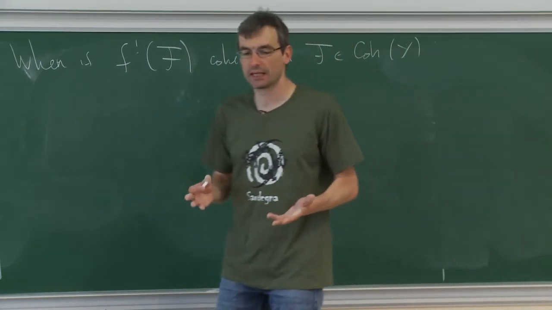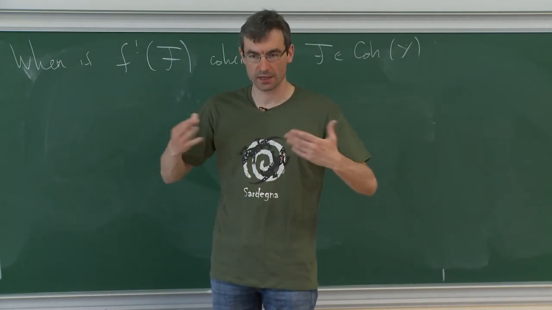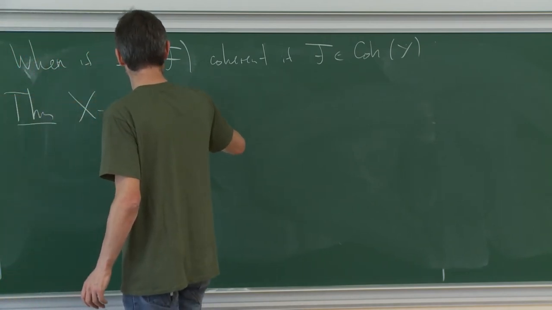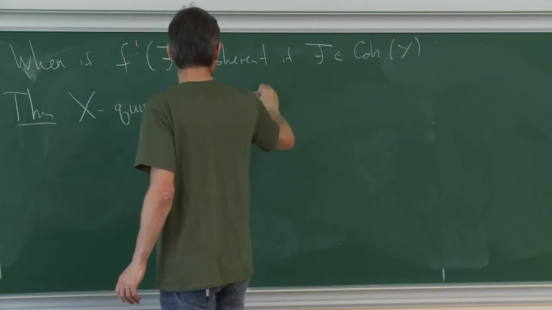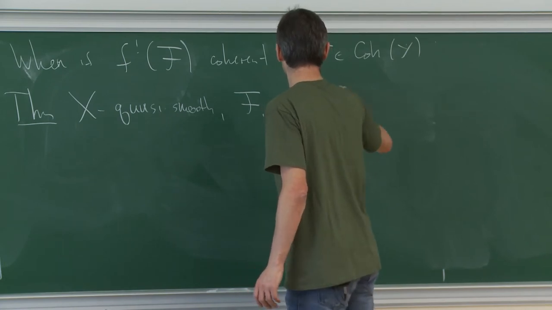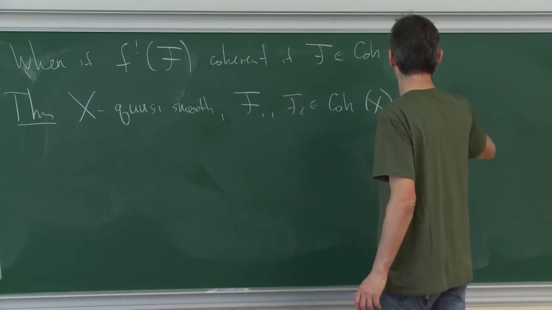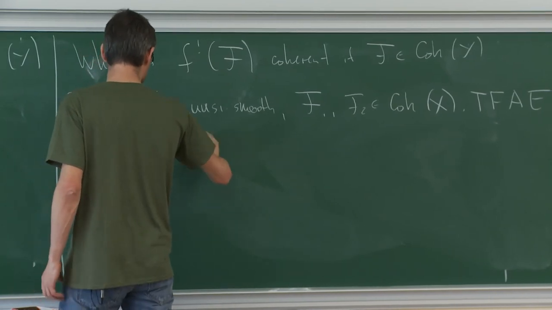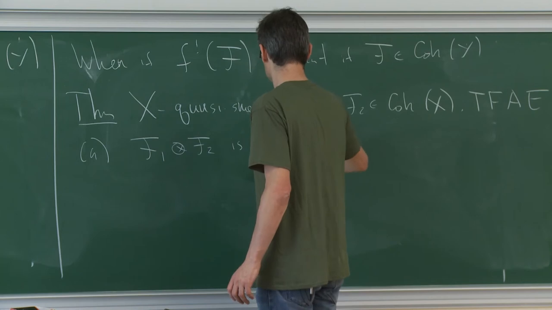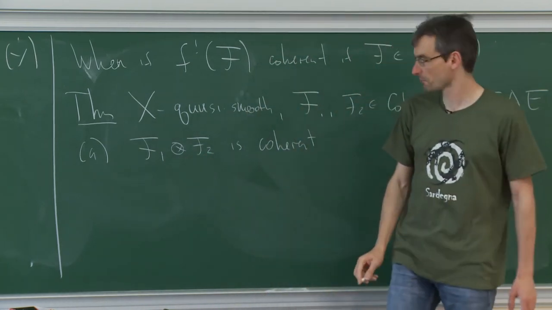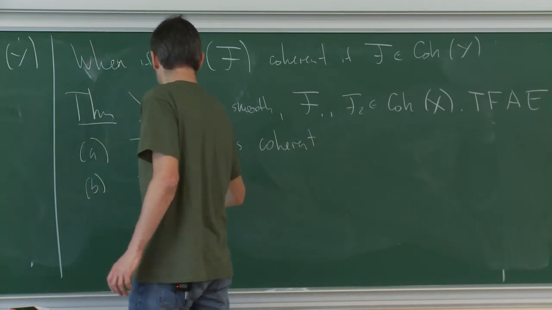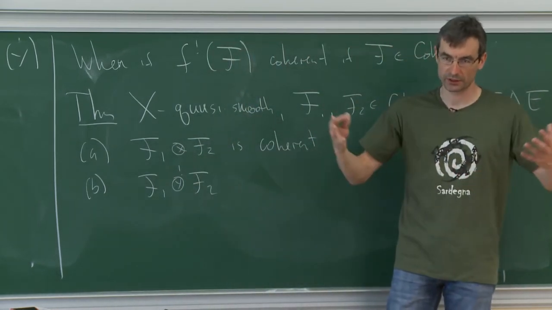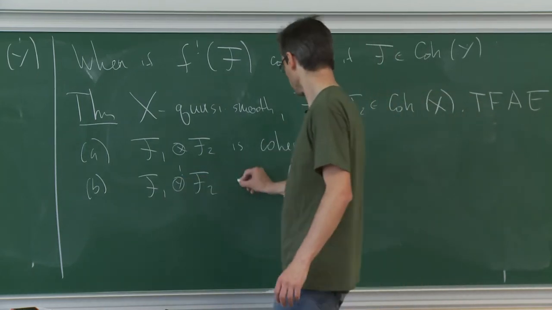Let me do something more general. Well, after all, upper shriek is a version of tensor product. Let me just say something more general for tensor products. So here is a theorem. X is quasi-smooth, and F1 and F2 are coherent sheaves. Then the following are equivalent. One: if you take the usual tensor product, of course the derived one, it is coherent. I mean, coherent means it has finitely many cohomologies. Two: you can take their shriek tensor product. By this I mean, what's the shriek tensor product? It's upper star under the diagonal map of the external tensor product. Upper shriek is coherent.